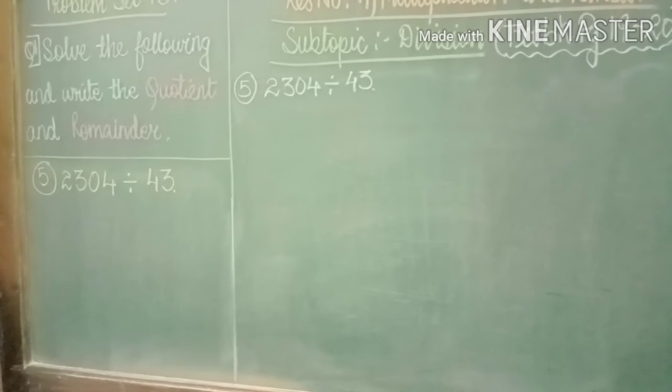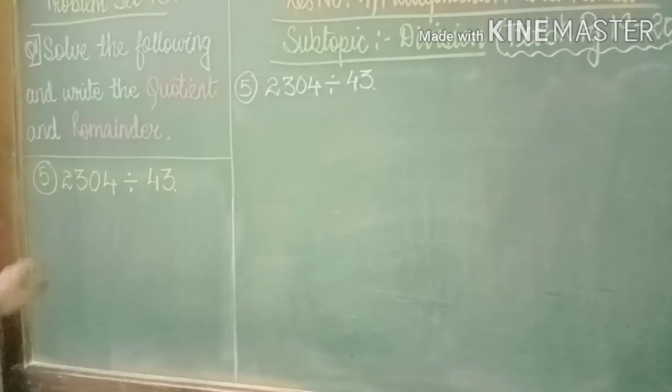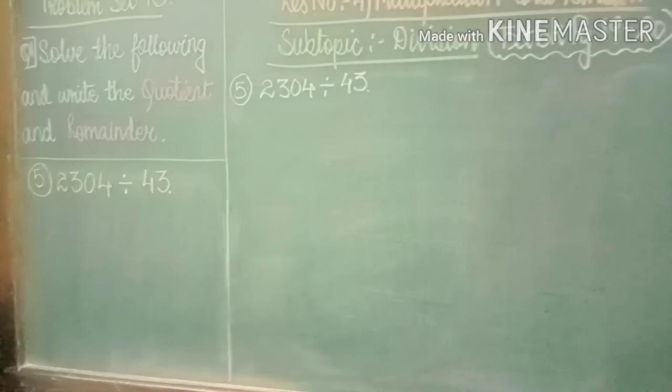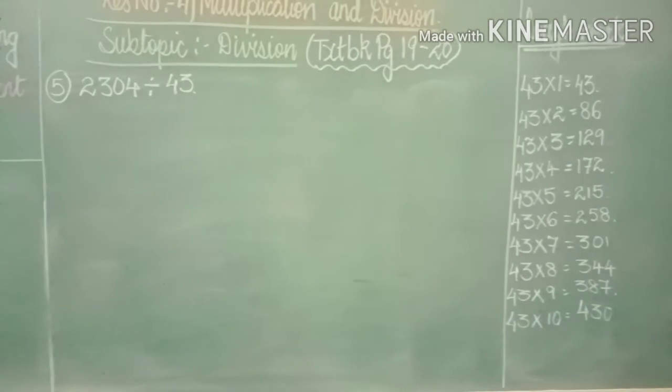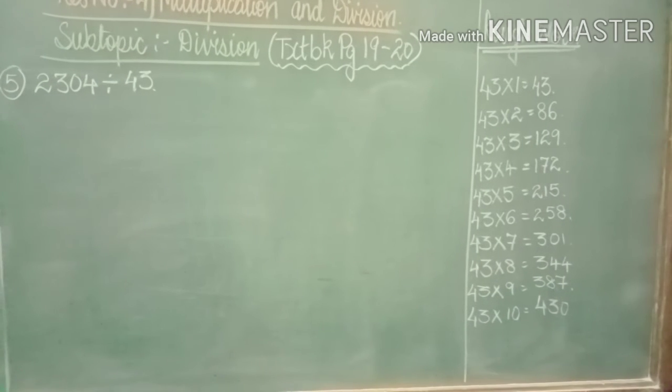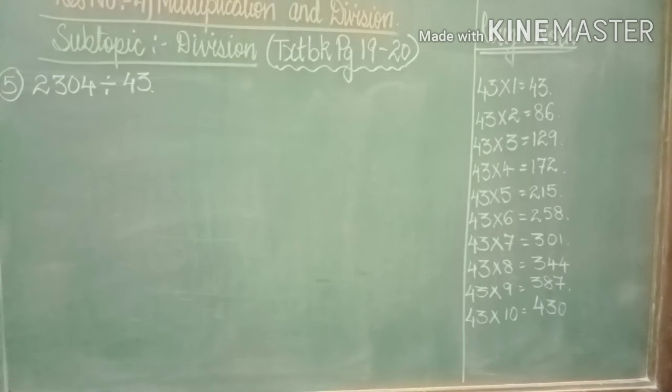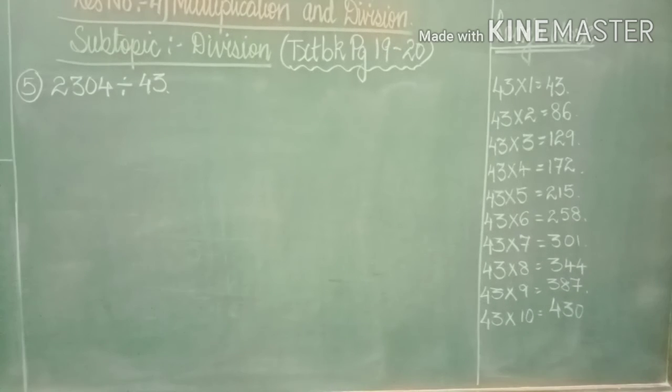Okay students, we are going to start with the fifth solution. As you can see, it is written 2304 divided by 43. We will be doing the division for this solution and then we have to write in the rough work the 43 table work. It is necessary for us to be sure and not to commit any mistakes. Now let's start with this solution.